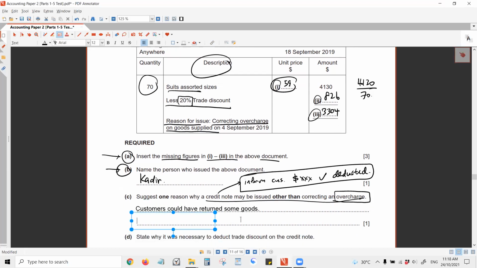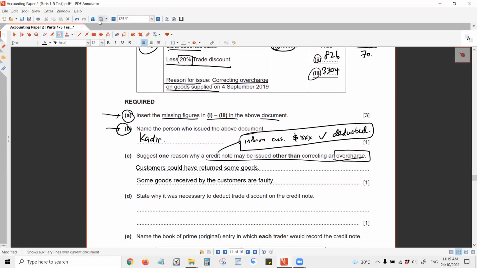You can also write some goods received by the customers are faulty, which means not usable. After customers inform the supplier about maybe some food products that have expired, the supplier will send us a credit note, so we owe less to them. Just an example.